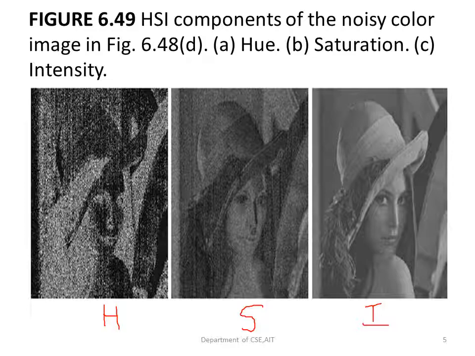Whereas the intensity component in figure 6.49C is slightly smoother than any of the other three noisy RGB component images. This is because the intensity image is the average of the RGB images. As we have discussed in the previous topic, it is nothing but averaging. We can remember from the previous topic that image averaging also reduces the random noise in that particular image.